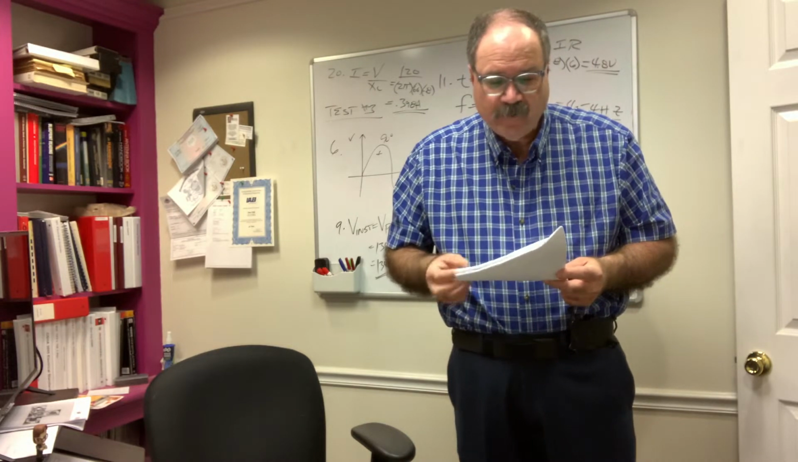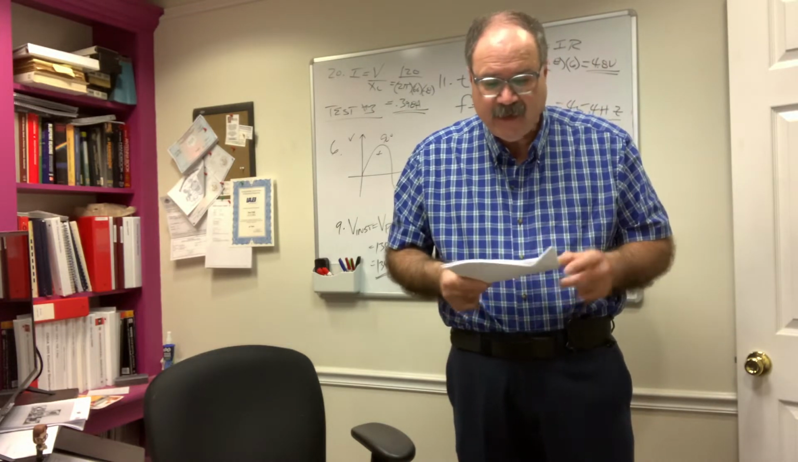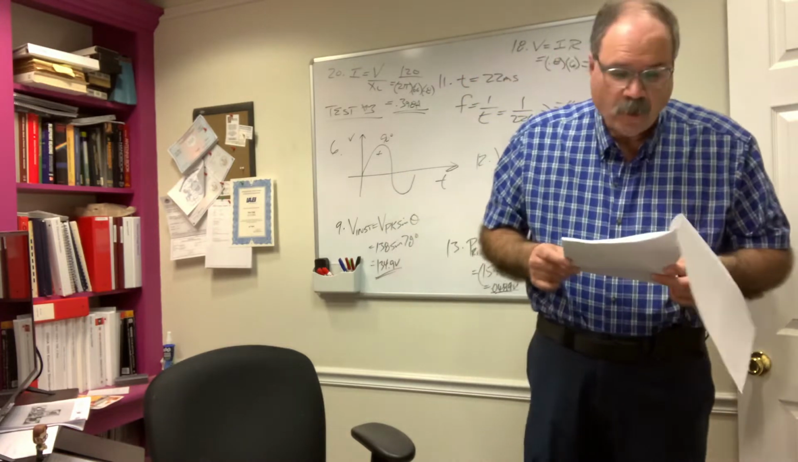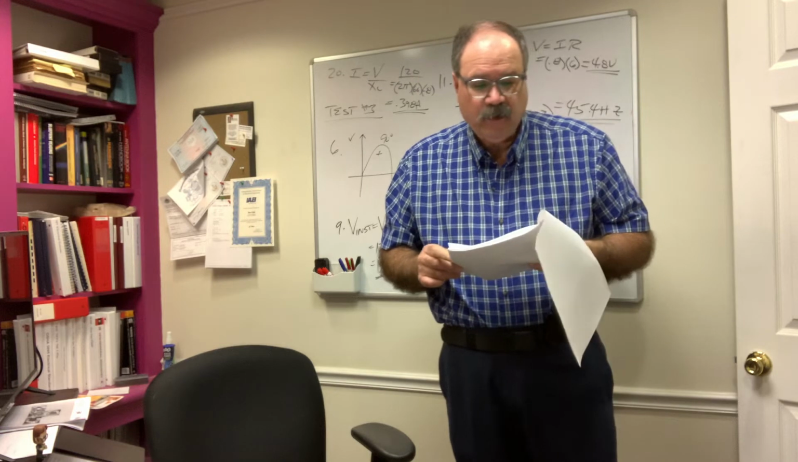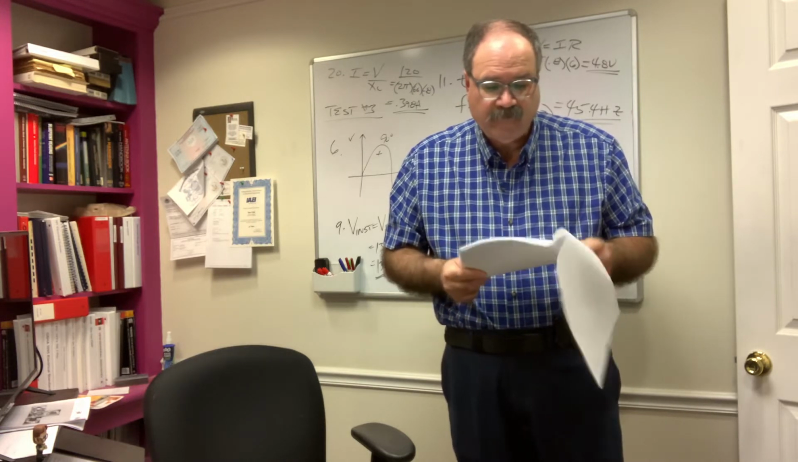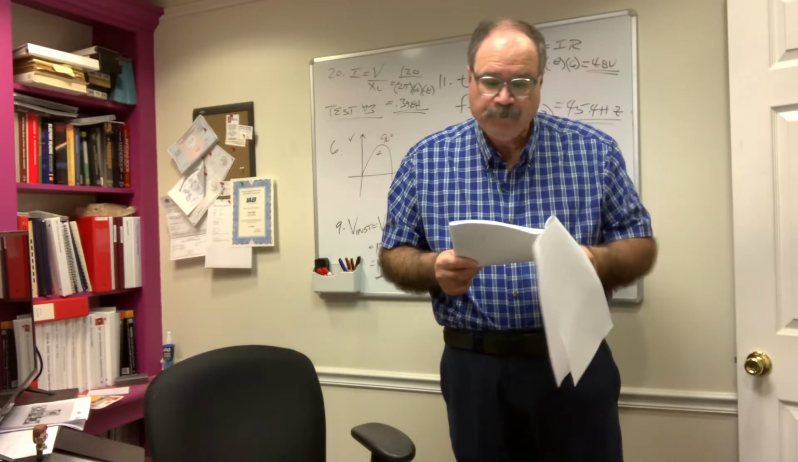Question 1, the most common frequency in the United States and Canada is 50 hertz. That's false. Remember, it's 60 hertz. Question 2, the peak-to-peak value is measured from the maximum value in the positive direction to the maximum value in the negative direction. That's true.